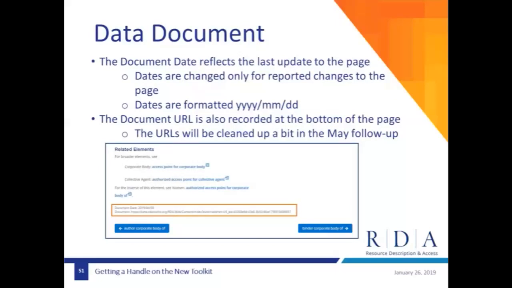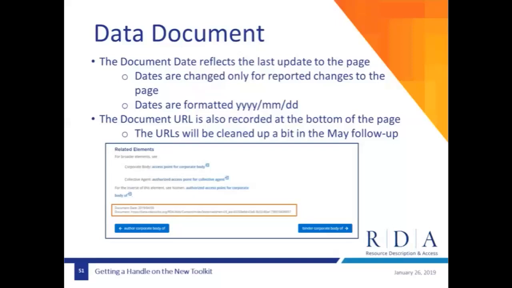So the document date that you see at the bottom, and this is something we had in the original toolkit, was this kind of statement: The document date at the bottom reflects when this page was last updated. Now, we will only change that document date if the update is a reported change. And I just want to be clear about this.